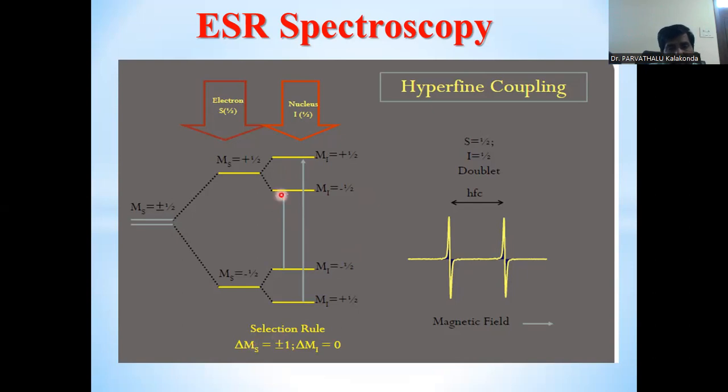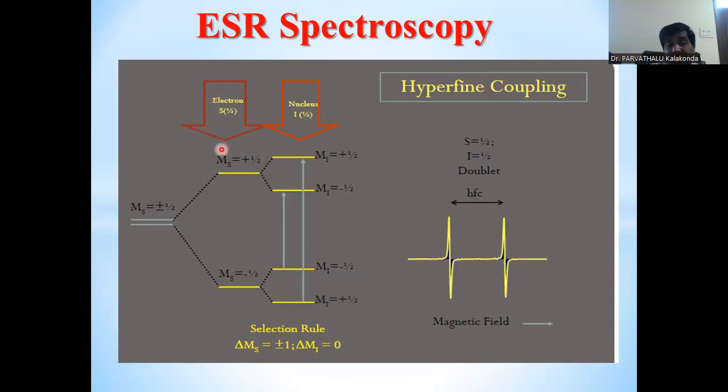Here you can see the first transition: minus half to minus half. The change in mI should be 0, so the hyperfine condition is 0. The other one is plus half to plus half. These are the transitions between the hyperfine structures. The condition is delta mI equal to 0. So the possible transitions are only minus half to minus half and plus half to plus half.